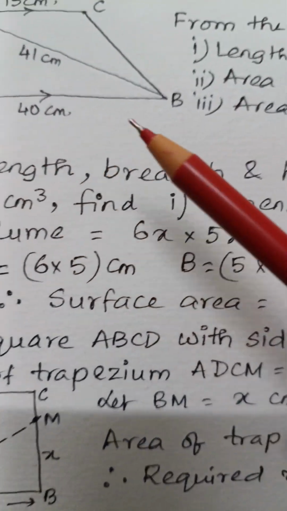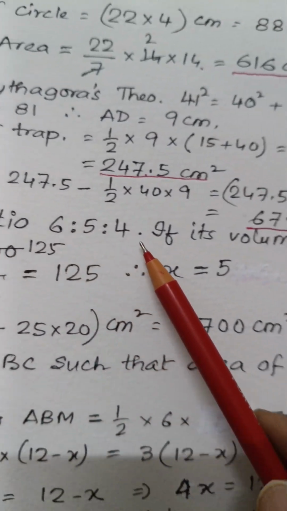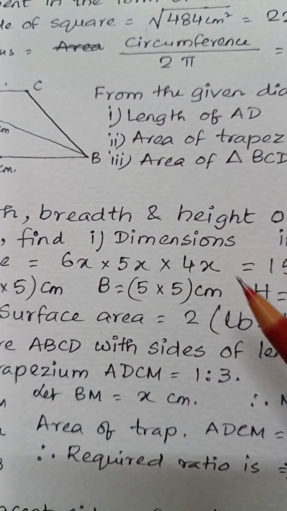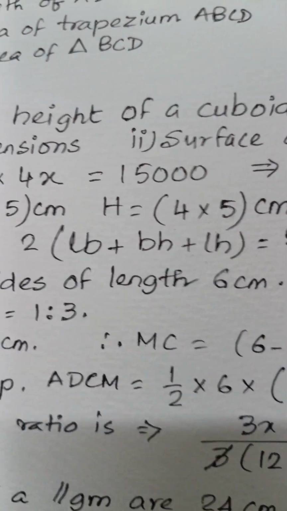Fine. So we come to number 8. The length, breadth and height of a cuboid are in the ratio 6:5:4. If its volume is 15000 cubic centimeter, find the dimensions, means you have to find the length, breadth and height, the surface area.